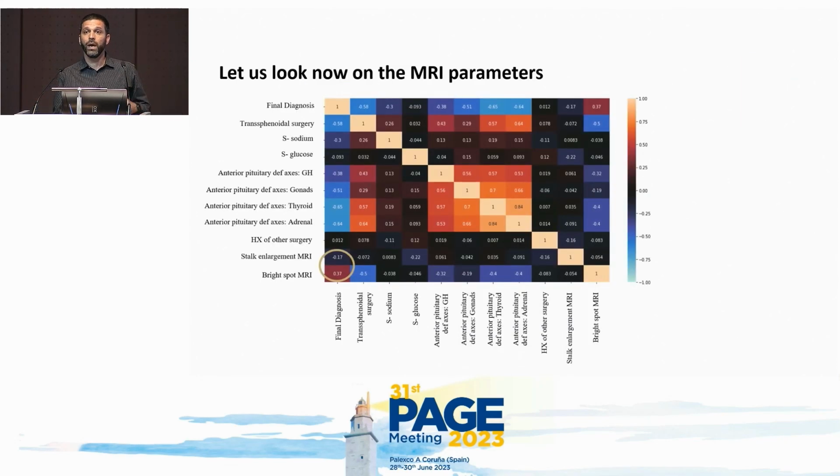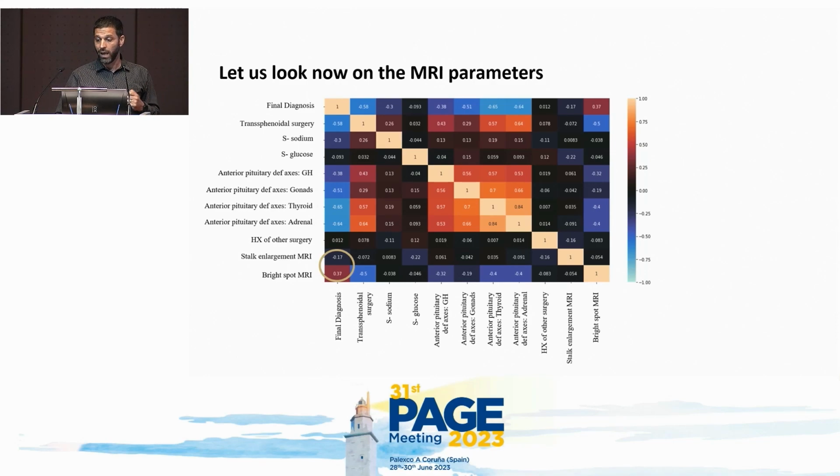We have other MRI parameters. Which one should I use? I have already something working. It's giving me 87%, but I can use the MRI. So I have stalk enlargement MRI, and I have bright spot MRI. The bright spot has higher correlation, but I'm not looking now for a parameter that will give me the best prediction. I'm looking for a parameter that I can use in addition to the covariates that I already have, in order to improve my diagnosis.